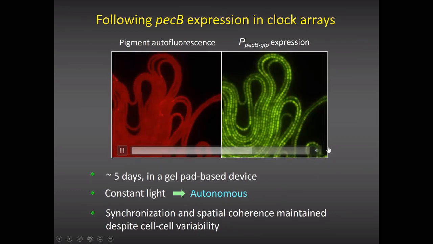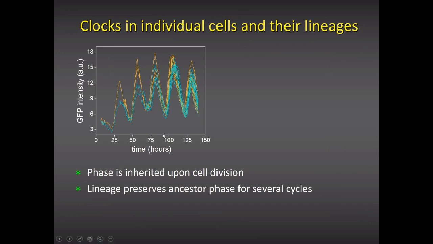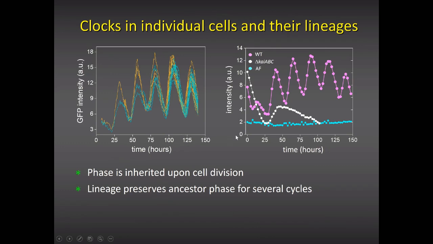So having these movies allows us to measure the clocks at the individual level, at the individual cell level, and to measure their lineages. So here I show you 2 cells and several generations. You can see from this figure that the phase is inherited upon cell division, and that the lineage preserves ancestor phase for several cycles. We can also measure the average fluorescence intensities of the filaments, and you can see here in pink that oscillation maintains several generations.